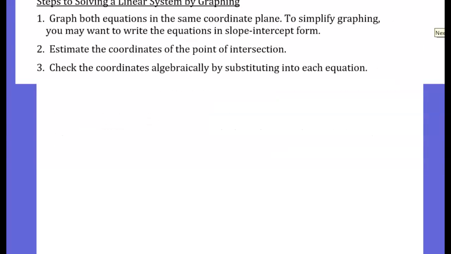Okay, so the steps to solve by graphing. The first thing you want to do is graph both equations in the same coordinate plane. To simplify the graphing, you may want to write the equations in slope-intercept form, and I highly recommend you do that. Put it in the form of y equals mx plus b. That way you can identify your slope and your y-intercept. You're then going to estimate the coordinates of the point of intersection. So once you see where the two lines intersect, you're going to come up with the ordered pair. And then you're going to check them algebraically by substituting into each of the equations.